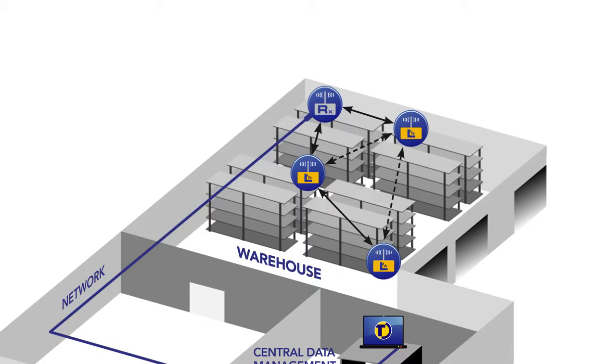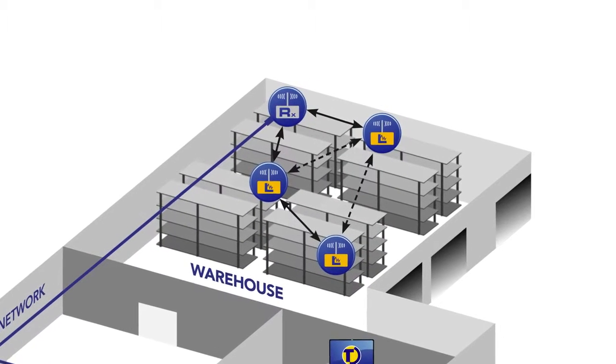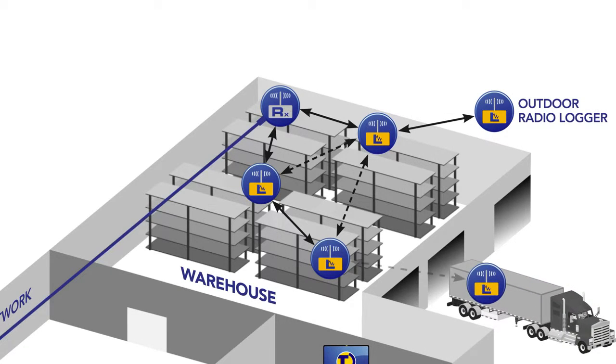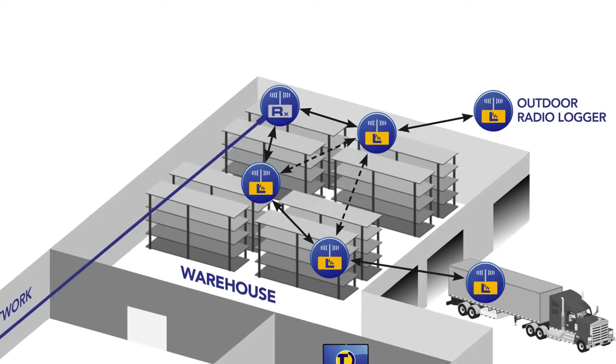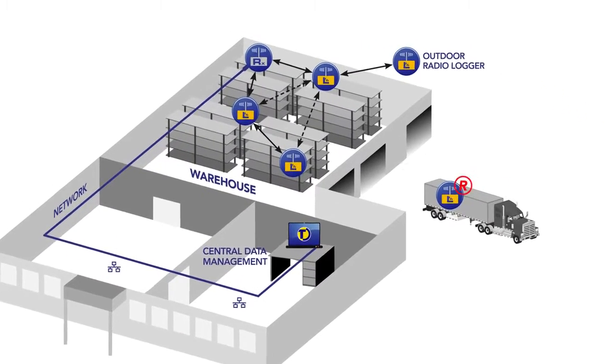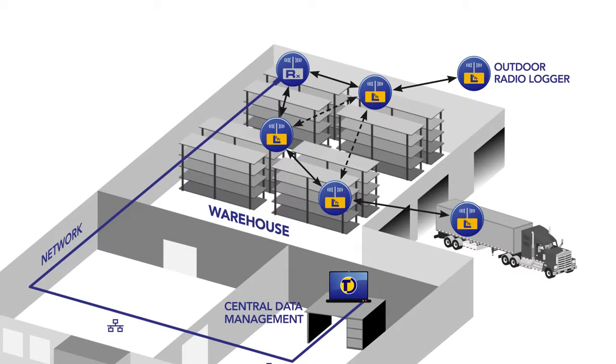Data will reroute in the event of a temporary obstruction, and there is no limit to the number of loggers that can be used. Tinytag Ultra Radio loggers are designed for indoor use, while Plus Radio loggers can be used in harsh environments and outdoors. Plus Radio loggers are also used to monitor temperature in refrigerated delivery vehicles, storing data locally while the vehicle is out, then automatically offloading it on return when within range of the mesh network.